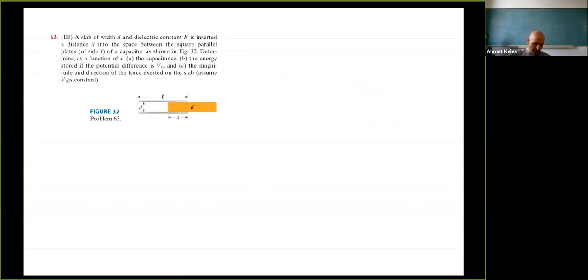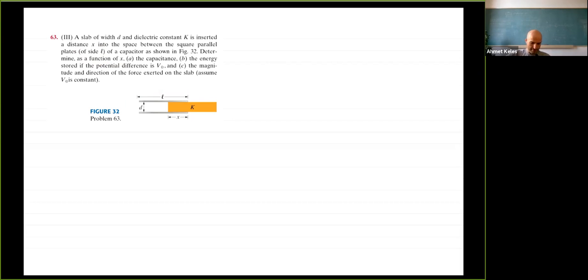A slab of width d and dielectric constant k is inserted at distance x into the space between the square parallel plates of side L of a capacitor as shown in the figure. And you'd like to determine as a function of x: A, the capacitance; B, the energy stored if the potential difference is V naught; and C, the magnitude and direction of the force exerted on the slab.